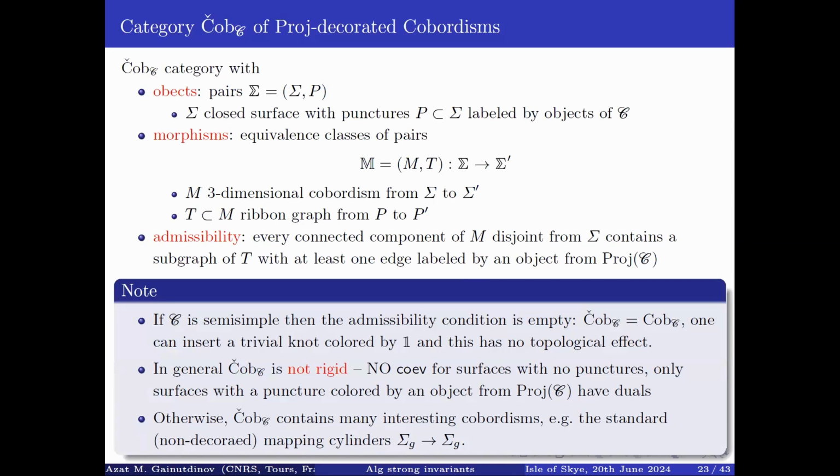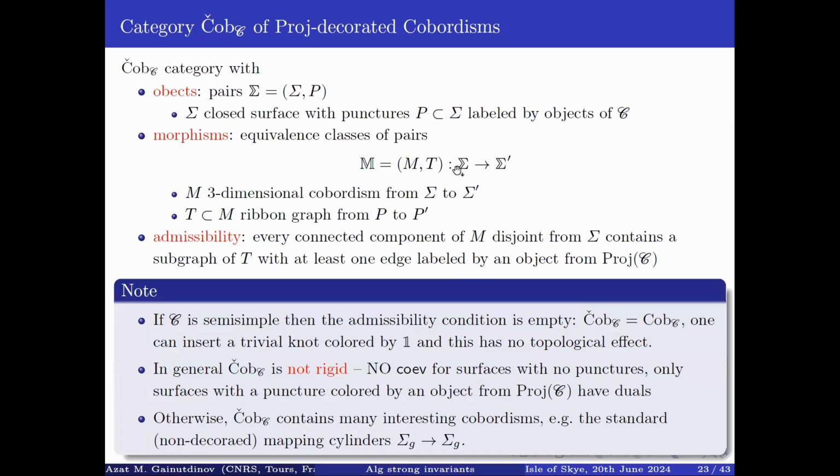Surfaces might have punctures, they might have no punctures. And the punctures of my surface are labeled by objects of my category. So this is my input data, right? And then I have equivalence classes. My morphisms are equivalence classes of such pairs.